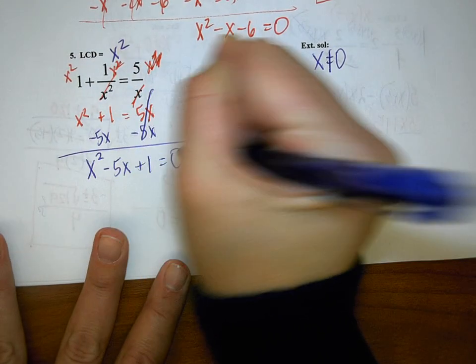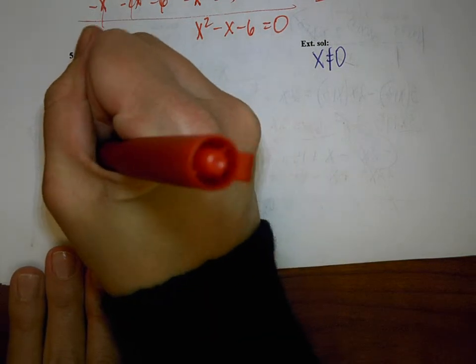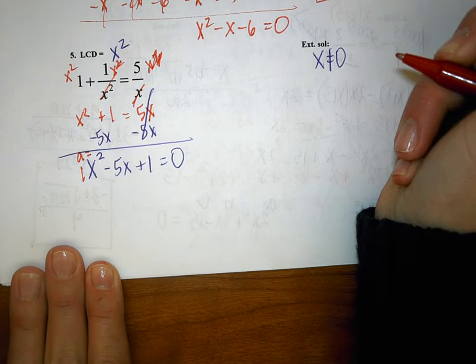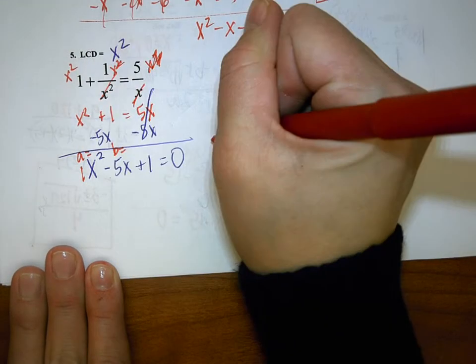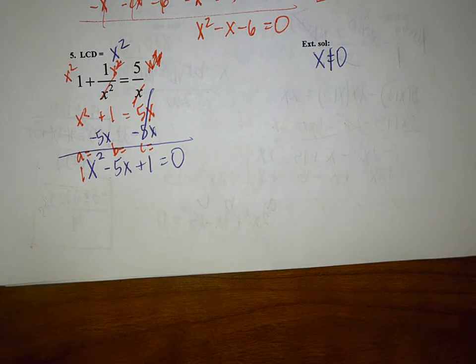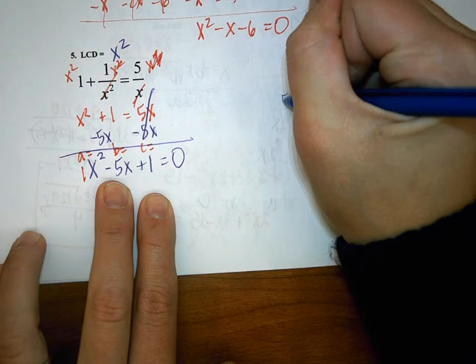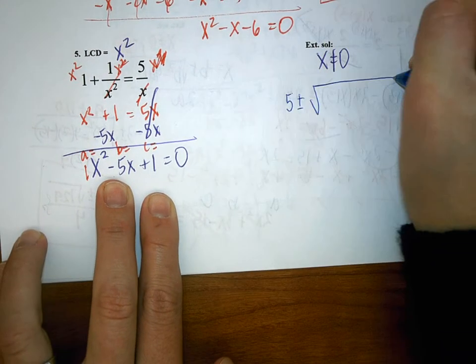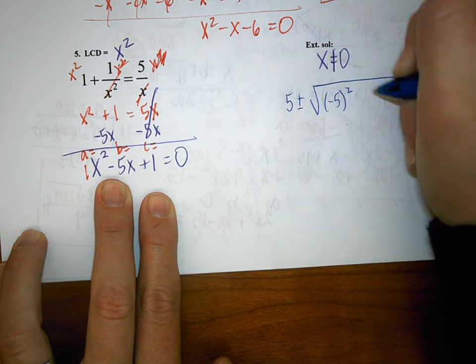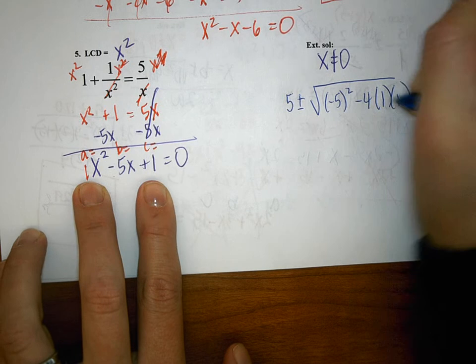Is there anything that multiplies to be 1 and adds to be negative 5? No. So a equals 1, b equals negative 5, c equals 1. We already sang the song. We know that it's negative b, which would be a positive 5, plus or minus the square root of negative 5 squared minus 4 times a, which is 1, times c, which is 1, all over 2 times 1.